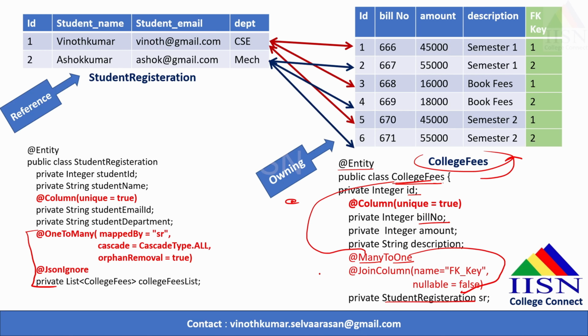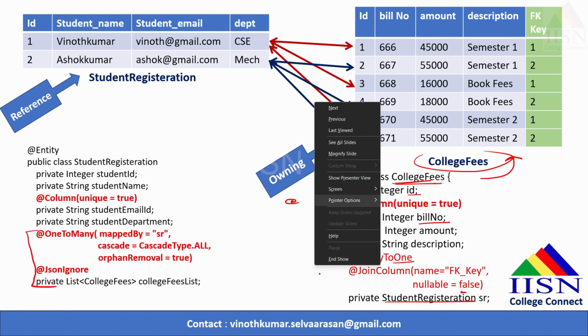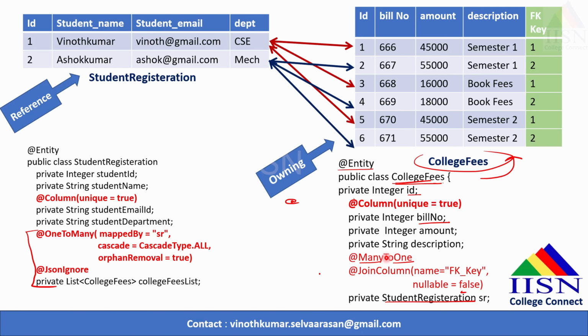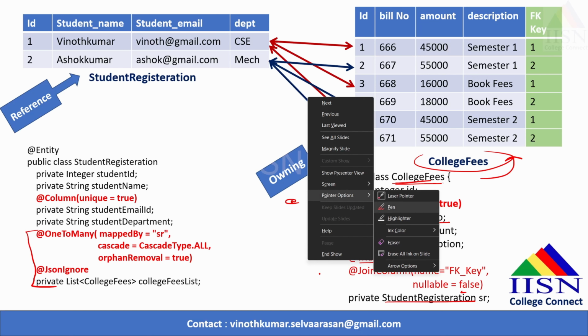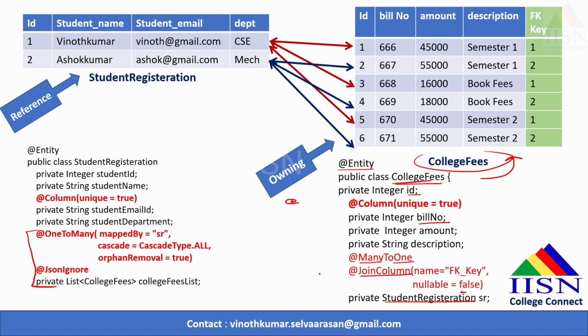Okay, done. Now the next one we are going to see is the join column. What is a join column? The join column means we are going to create one field called f key, f underscore key, so that this particular column gets created.